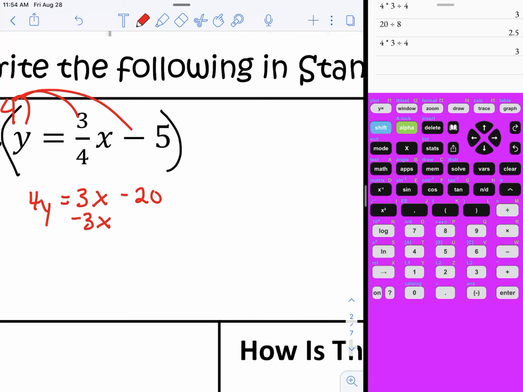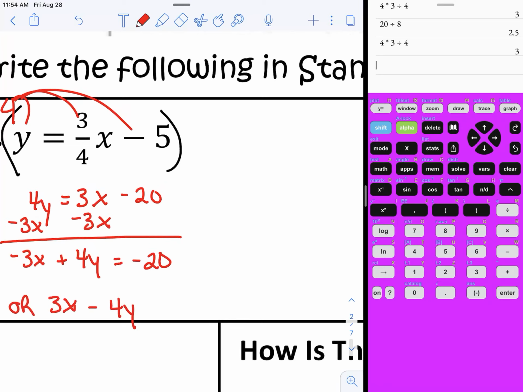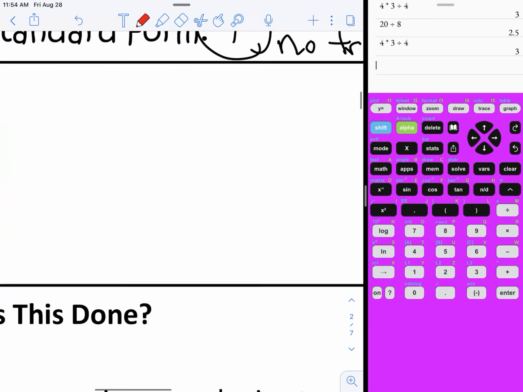We're going to take that 3x to the left because remember that was the second rule. No fractions and things have to be on the left. So I'm going to get negative 3x plus a positive 4y equals negative 20. Now you might see in a book in an answer key that they're going to switch all of your signs. Totally fine. They just distributed by a negative 1. So I'm okay with either one.